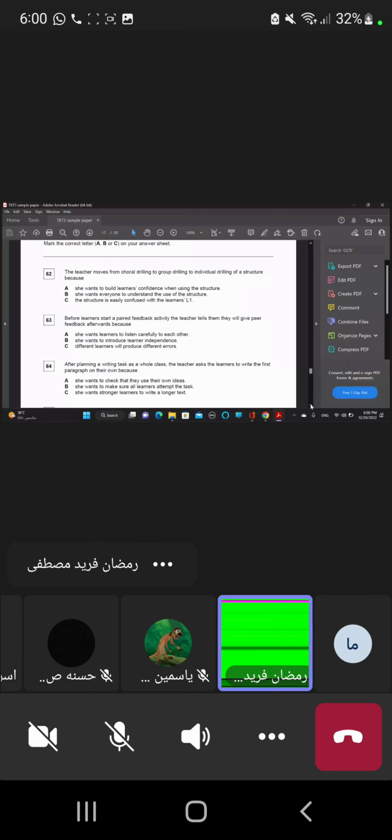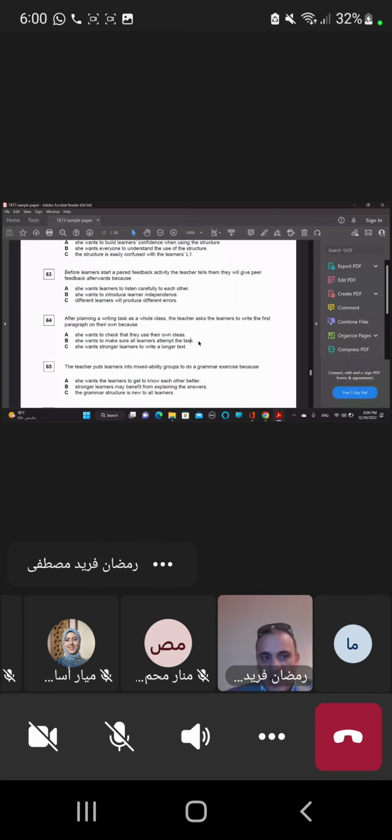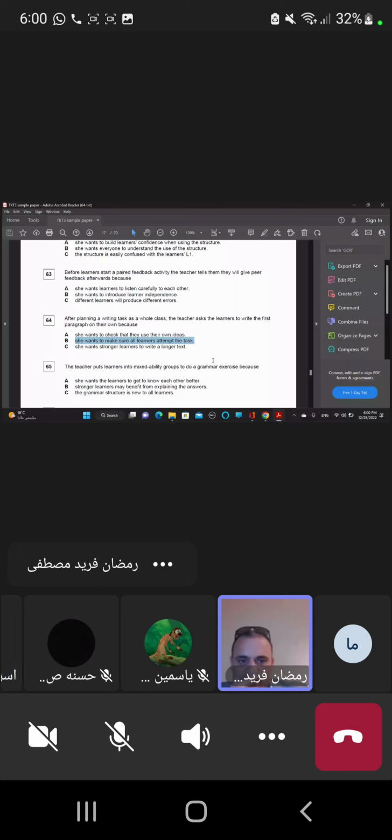Where is your question? Question 65 and 64. What are you asking about? Question 64, I don't know, I'm confused between A and B. Can both work? There is no such thing as both working. No, there has to be one correct answer. After planning a writing task as a whole class, the teacher asked the learners to write the first paragraph on their own because she wants to check that they use their own ideas. Does the head of the question here refer to checking their own ideas or not?